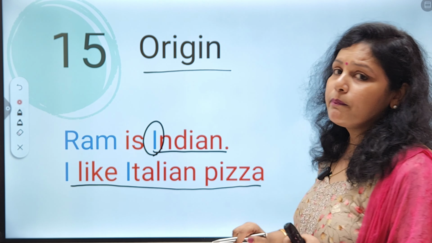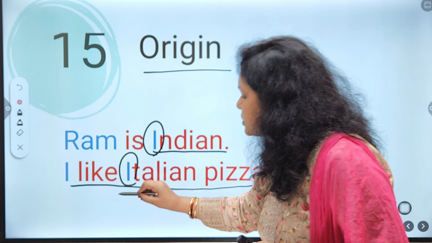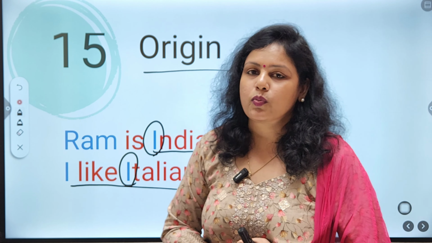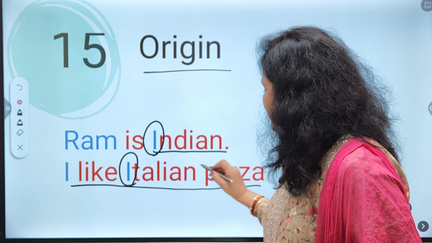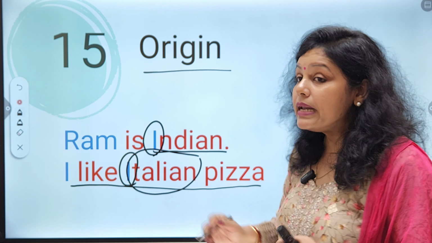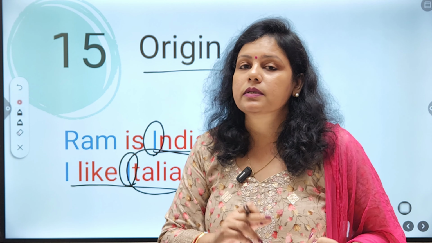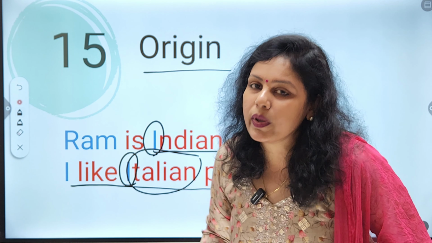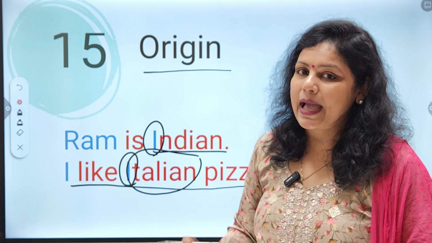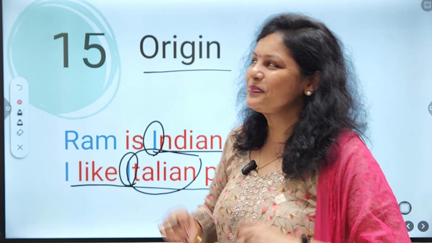I like Italian pizza. So Italian has to start with a capital I. It will never start with a small letter because this is telling you about the origin. So whenever you are talking about the origin of any person, place, animal, thing, food, vegetables, anything, it will always start with a capital letter.